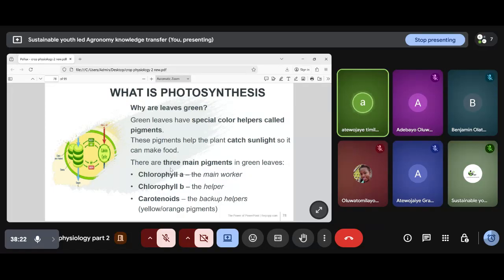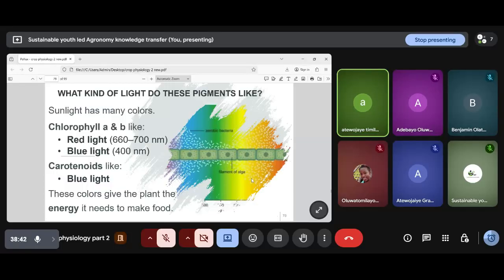Sorry. So why are leaves green? Everybody is looking at why leaves are green. A leaf has a special color called pigment, and this pigment can catch sunlight to make food. There are three main pigments. I talk about chloroplast and chlorophyll A. Chlorophyll A is the main worker. So let's move on. These are the things that work in the system.